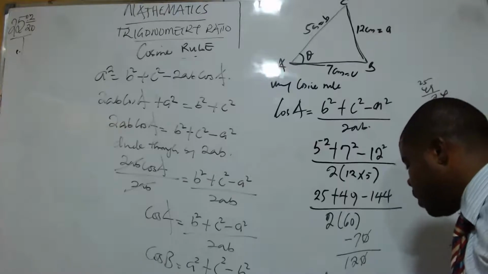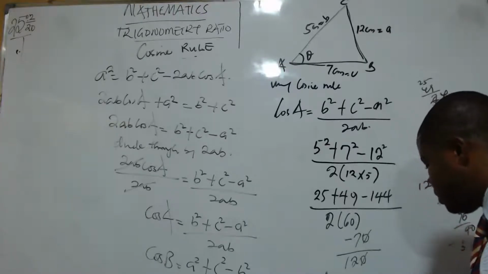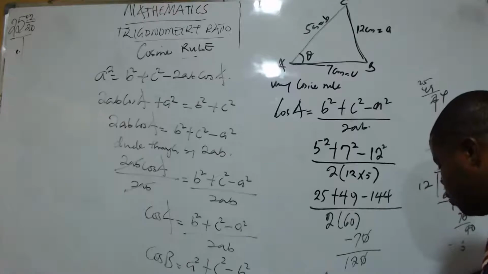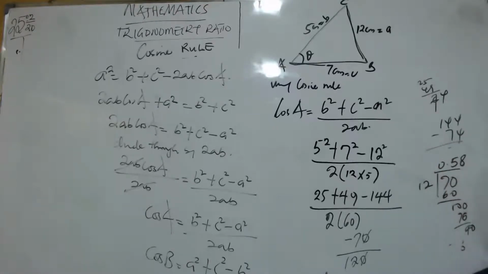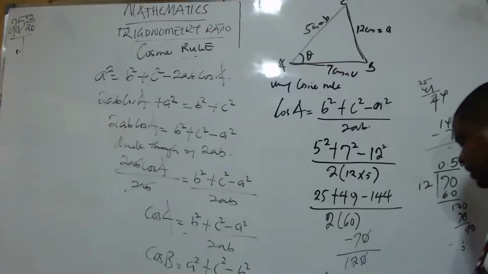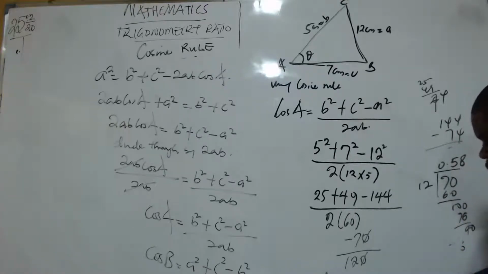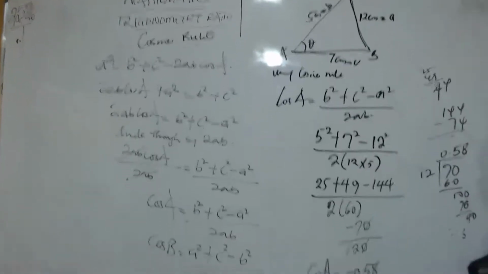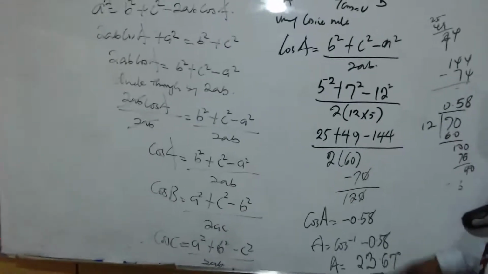Now I have A now equals cos inverse of minus 0.58. Right? Cos inverse of that. So our A now will give us 23.6 degrees. And that will be the answer for the angle of A.